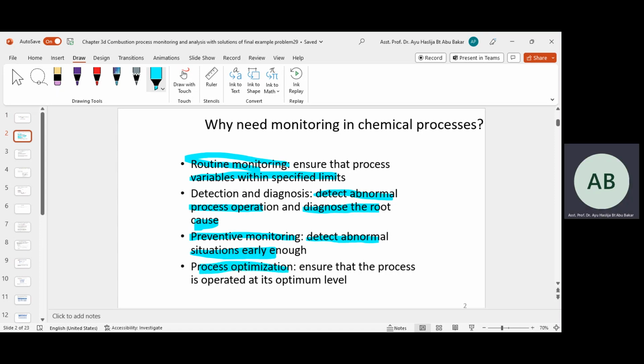Process optimization is to ensure that the process is operated at its optimum level. For example, the fuel can be completely combusted at, say, 500 degrees C. But then your combustion process shows 800 degrees C. So there is excess heat supplied over there, and you should identify this for process optimization.